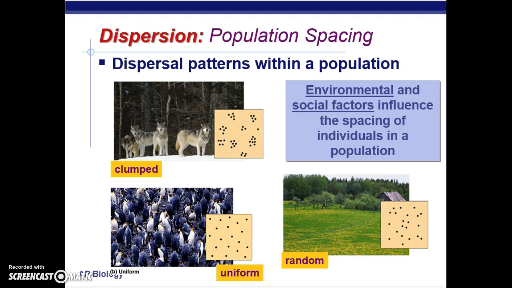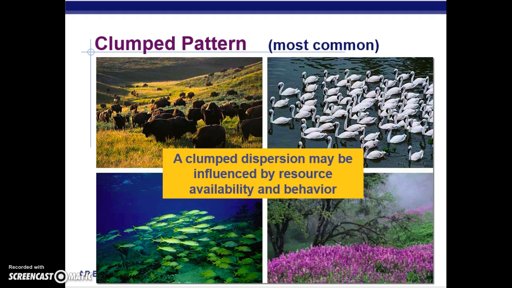random spacing. And whether a population is clumped or uniform or random is going to be determined by both environmental and social factors that are going to really play a big role in how spaced out the individuals get. For example, a clump dispersion can be influenced by the availability of resources. So here we have a few different examples of clumped patterns of dispersion.